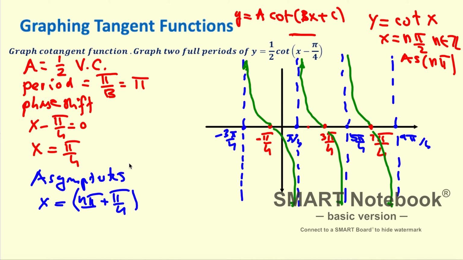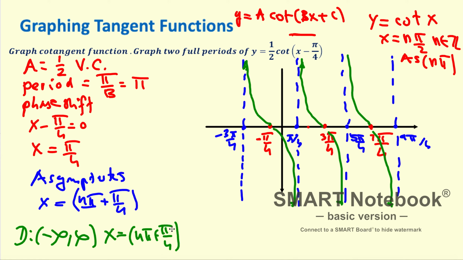If we are looking for the domain of this function, it is from minus infinity to infinity, except where x is at a vertical asymptote, when x equals n pi plus pi over 4. Those points are excluded from the domain. Now I'm trying to find all the critical points, and at this point of intersection here, we want to find the y-intercept.